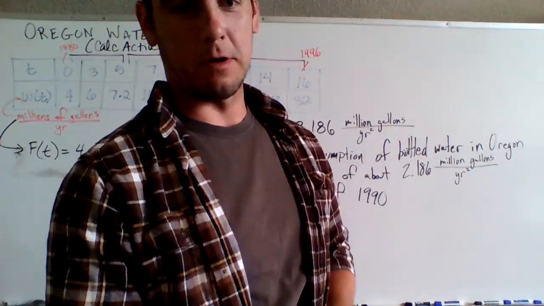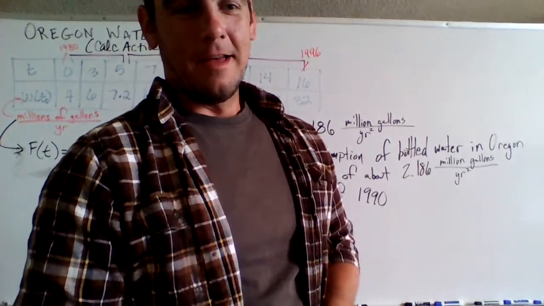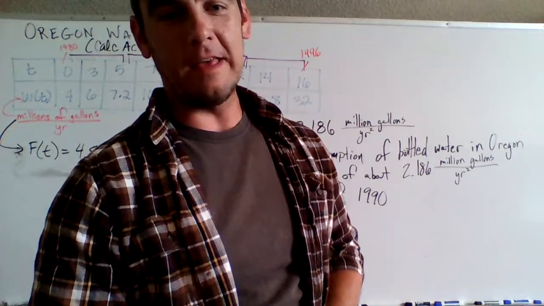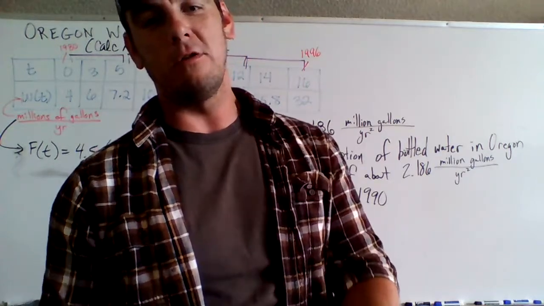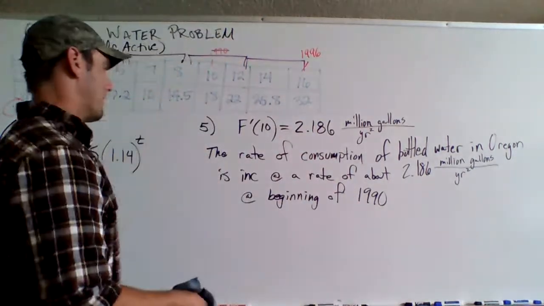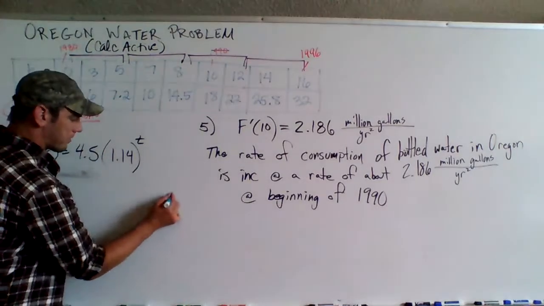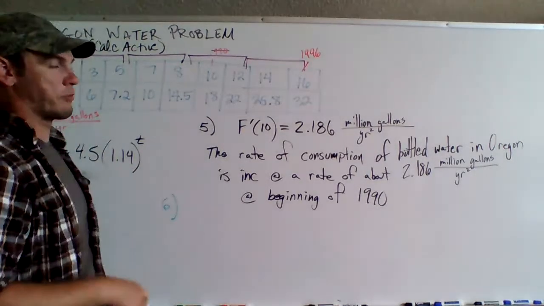Cool. There are so many words. Write the equation of the tangent line to f of t at t equals 10, then use it to approximate f of 11. Nice. Sweet. I can squeeze this on here. So, number 6.